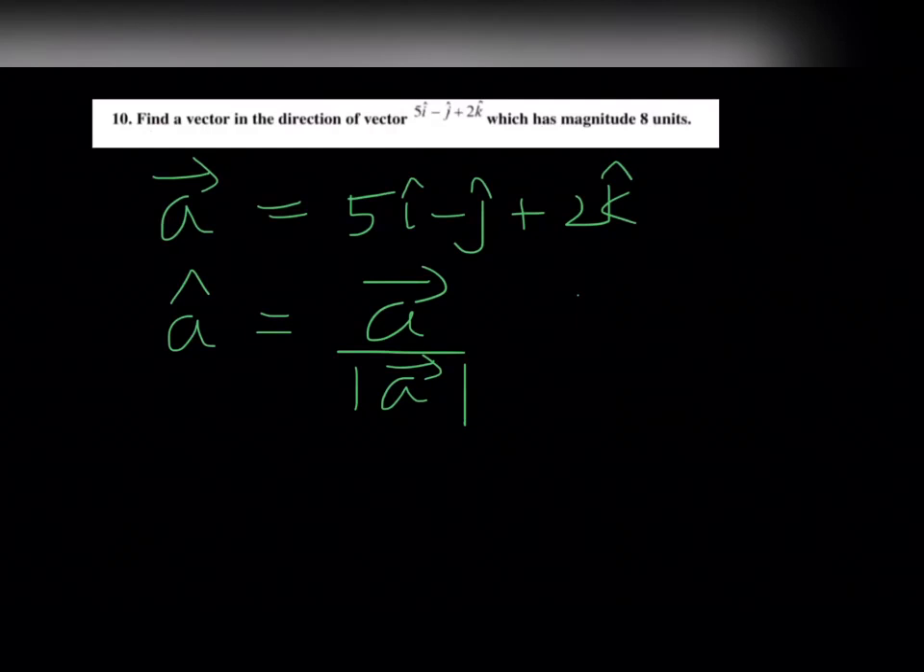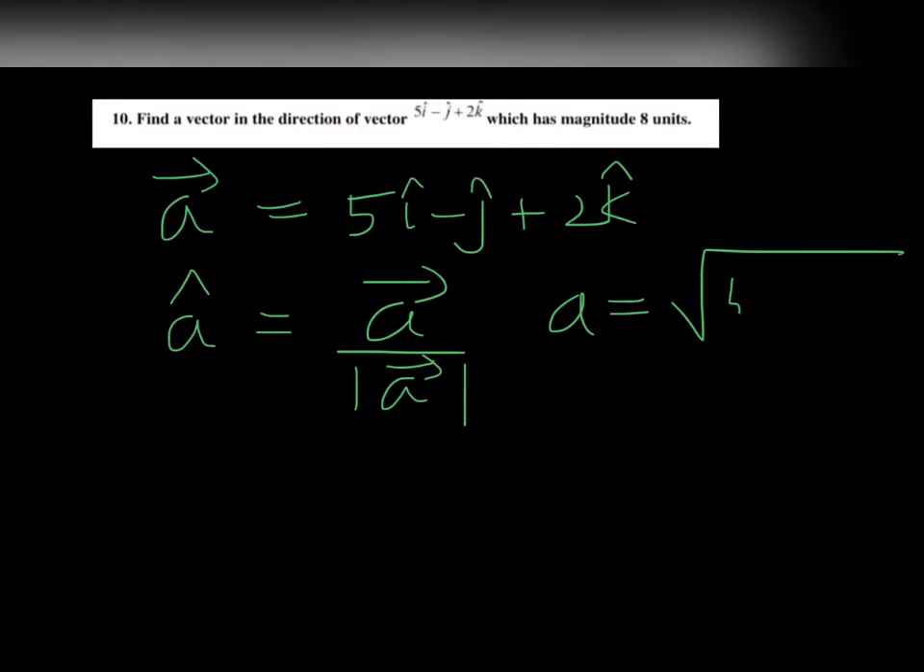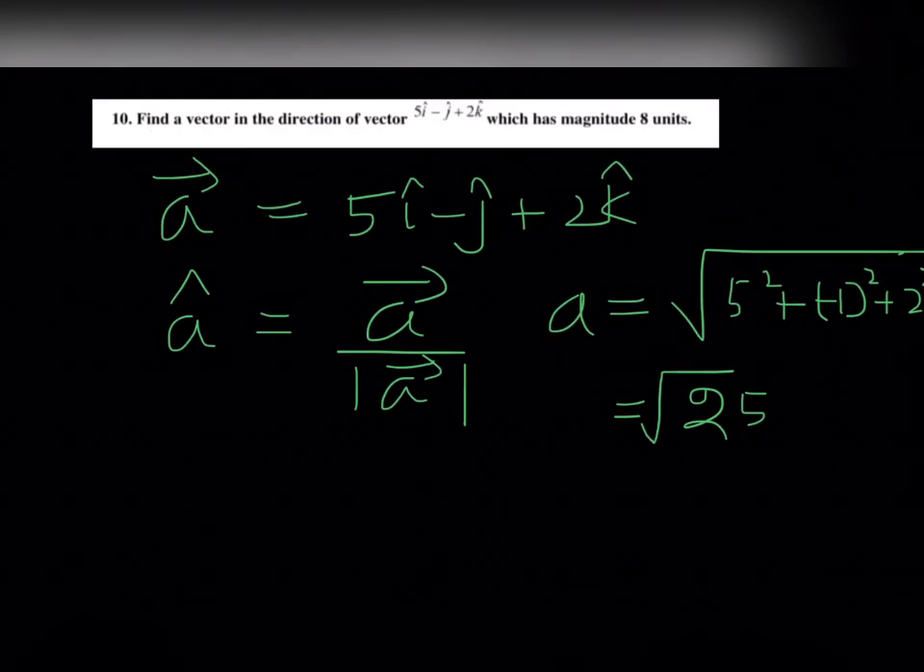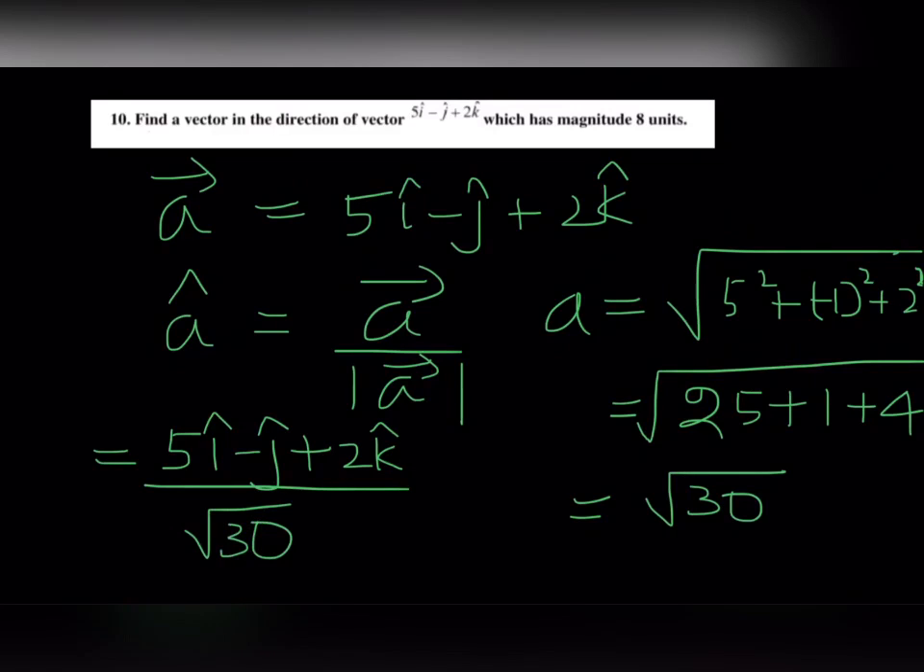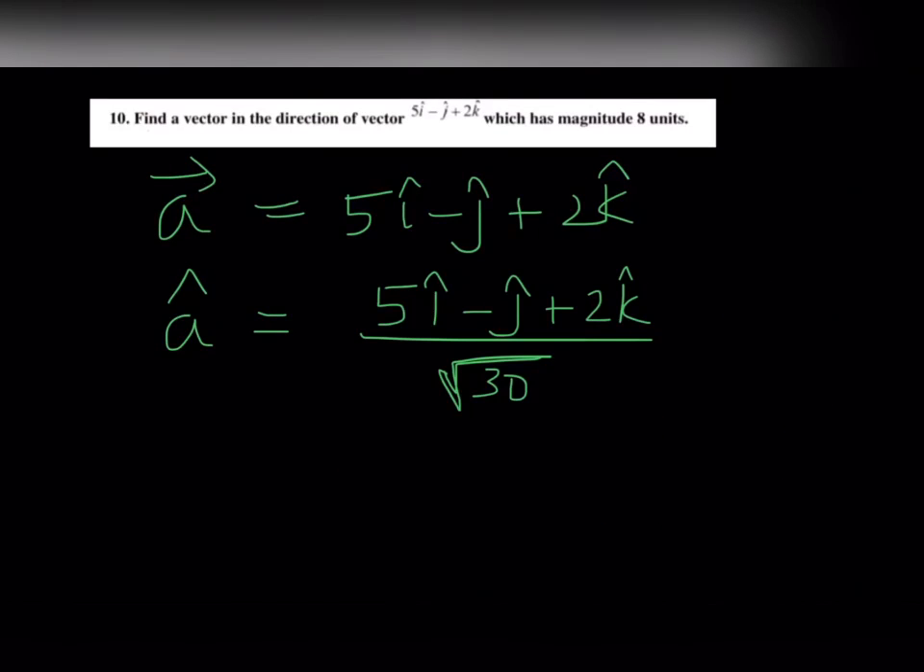So what is the magnitude of vector A, which is equal to under root 5 square plus minus 1 square plus 2 square, which is equal to under root 25 plus 1 plus 4, which is equal to under root 30. So on applying in the formula, we get 5i cap minus j cap plus 2k cap divided by root 30, and this is the unit vector A. Now reading the question again, find the vector in the direction of vector 5i cap minus j cap plus 2k cap, which has magnitude 8 units.